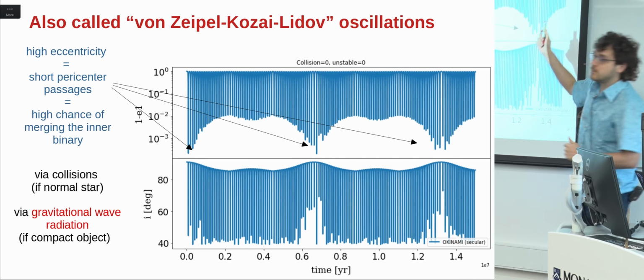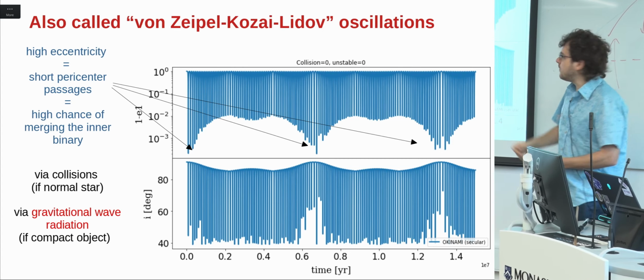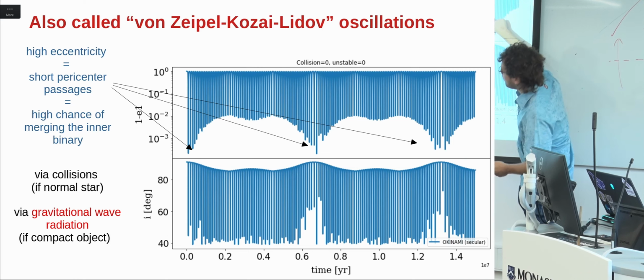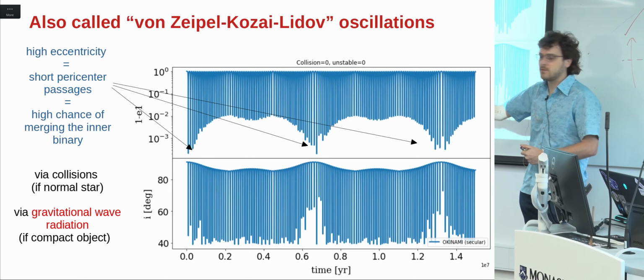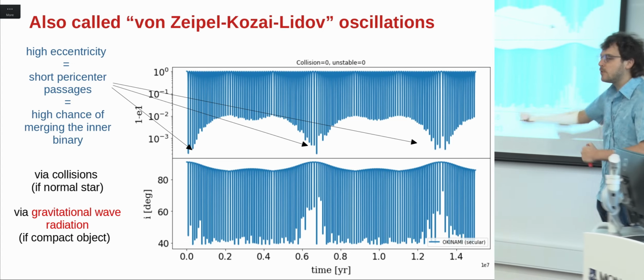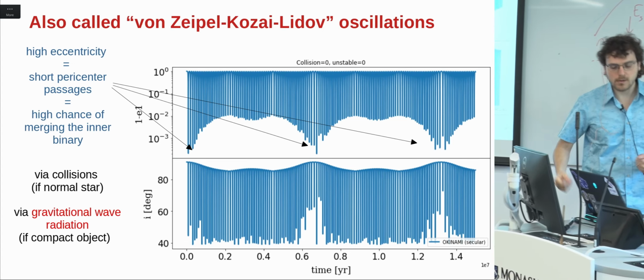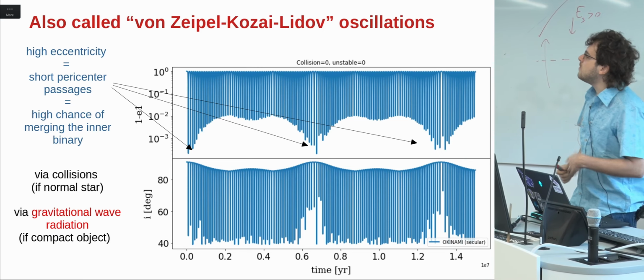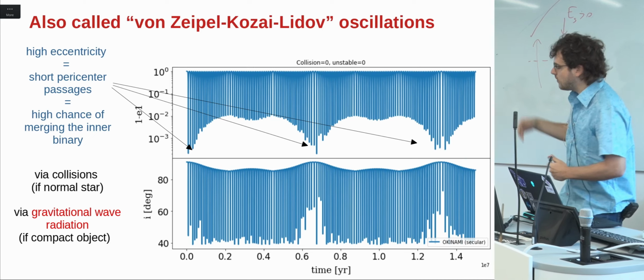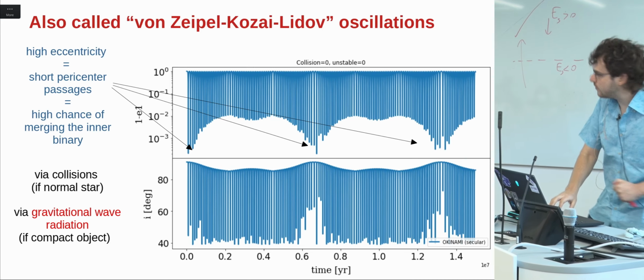And these are very important for astrophysical phenomena, because if you have a very large eccentricity, this is 1 minus the eccentricity, you can have very short pericenter passages. So you can merge normal stars if they have collisions, or you can have the emission of gravitational wave radiation if this triple is made of compact objects.